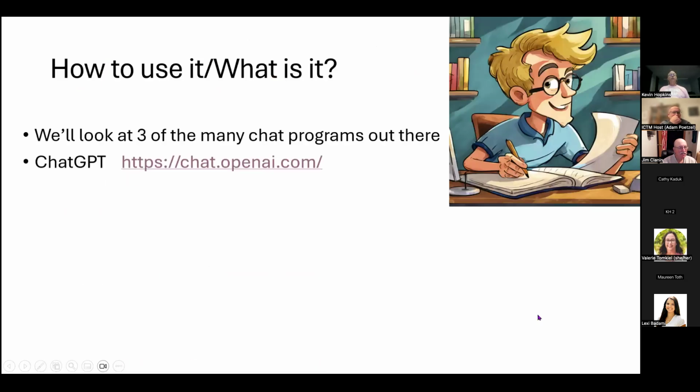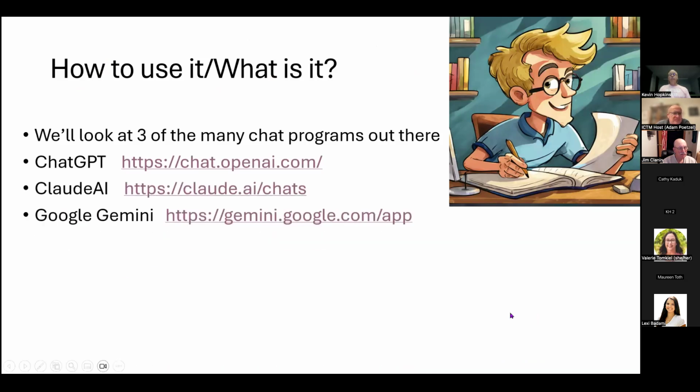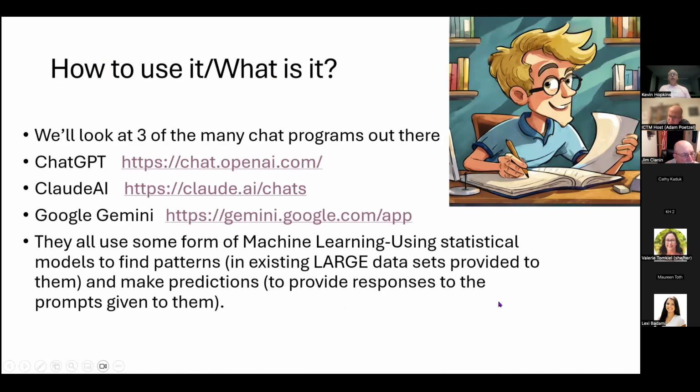So we're going to look at 3 of the many chat programs out there. We're going to look at ChatGPT, ClaudeAI, and Google Gemini. And again, all these slides with the links are available in that Google Drive that I shared with you.